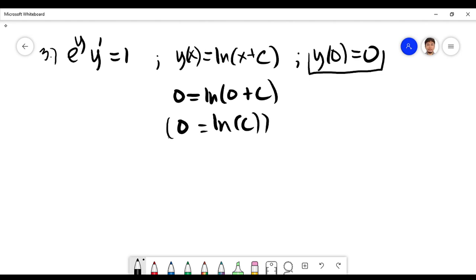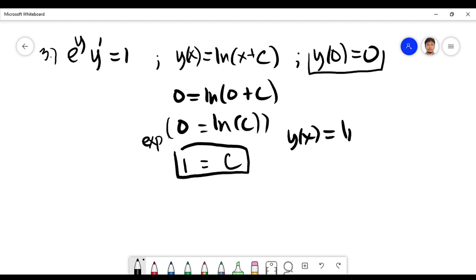So to get the value of c, we just raise both sides of the equation by the exponential function. e raised to 0 is 1. e raised to ln of c is just equal to c. Hence, the value of our arbitrary constant is equal to 1. Then our particular solution is y of x equals ln of x plus 1.